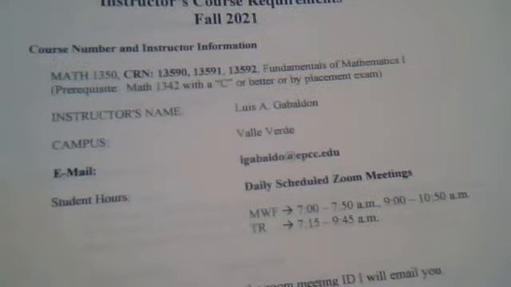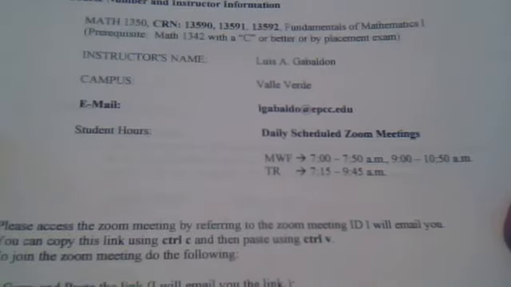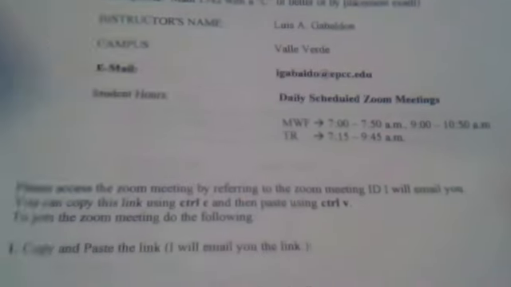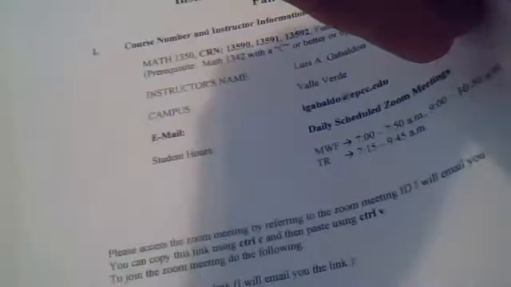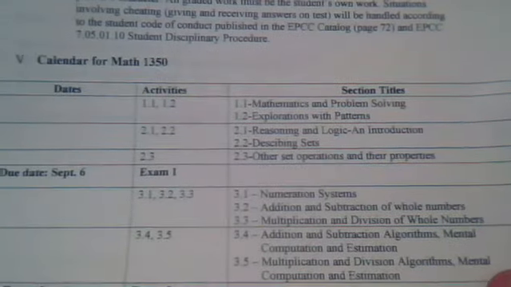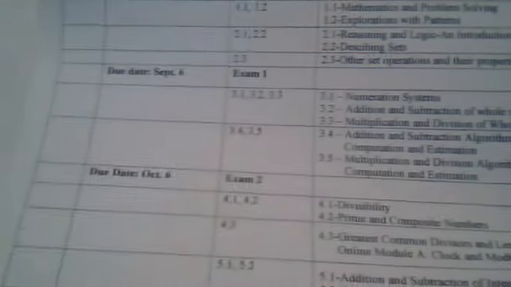So all the syllabi are the same. The due dates are the same for all the courses. The only thing that's going to change is the material that you're going to cover. So the only thing that's different is what's on the calendar. It's a different course, so it's a different book, and you cover different concepts. But notice the due dates are the same. Everything else is the same.